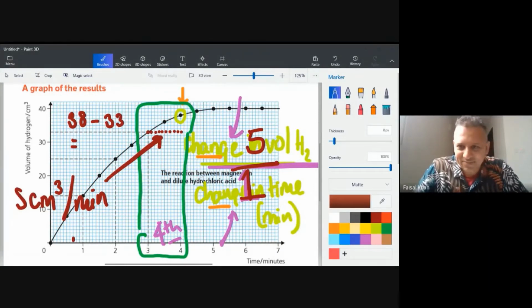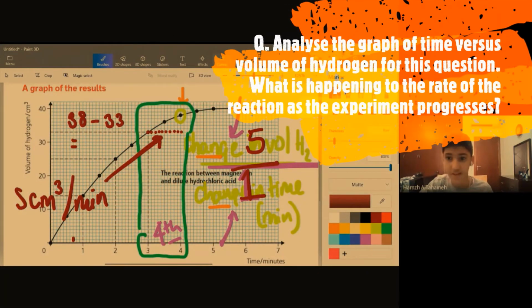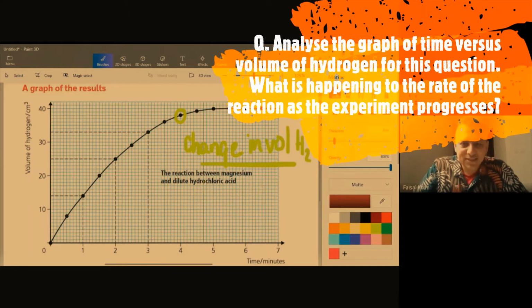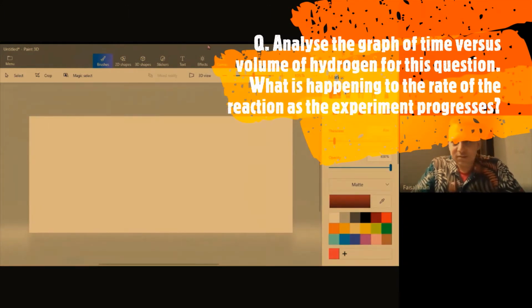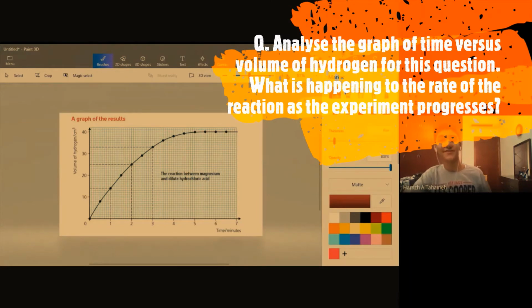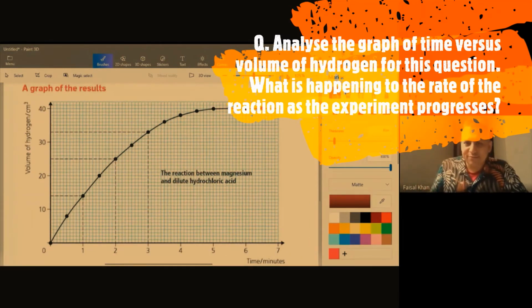Let's just have a look now. The next question that you got wrong, both of you got this wrong. But now I think you can understand this question because I think you've already given this answer to me. Here's the next question. Can you see that? Analyze the graph of time versus volume of hydrogen for this question. It's in the chat. But now you're going to have to give me the sentence.